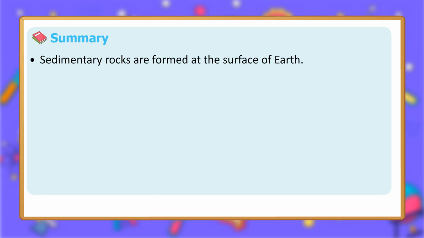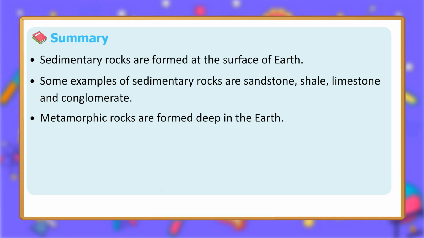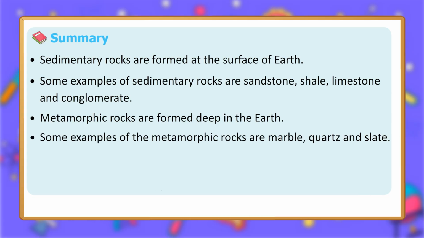Sedimentary rocks are formed at the surface of Earth. Some examples of sedimentary rocks are sandstone, shale, limestone and conglomerate. Metamorphic rocks are formed deep in the earth. Some examples of the metamorphic rocks are marble, quartz and slate.